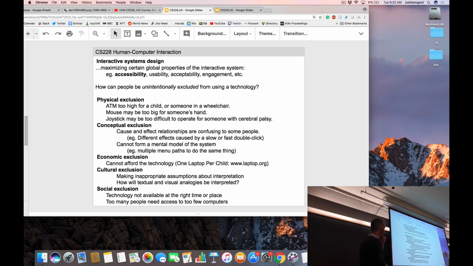Conceptual exclusion. Cause and effect relationships. When you're working with an interactive system, your brain, which is a prediction machine, starts to build up predictions about what should happen, and your brain is trying to form a mental model. Most people, or at least people of my generation, will know that if they're given a new computer and a mouse pad or a mouse, that slow 2 clicks is often different from quick 2 clicks. Is that still true? Okay. Some are saying yes, some are saying no. All right, I'm already confused, right?